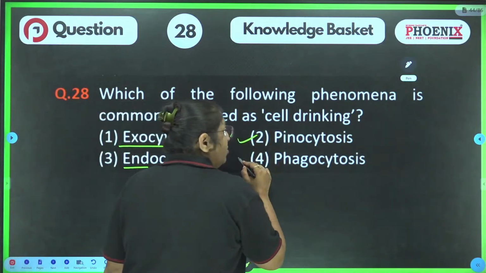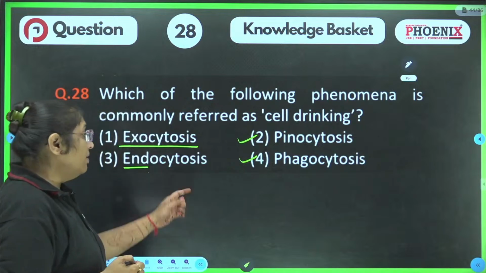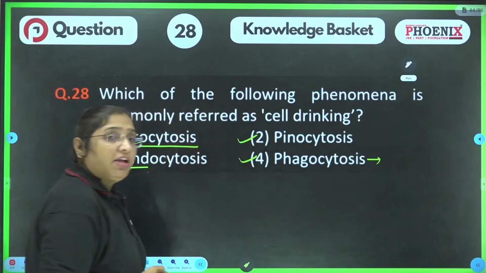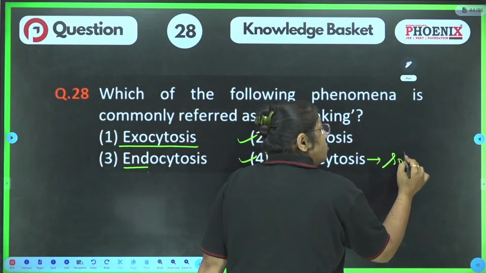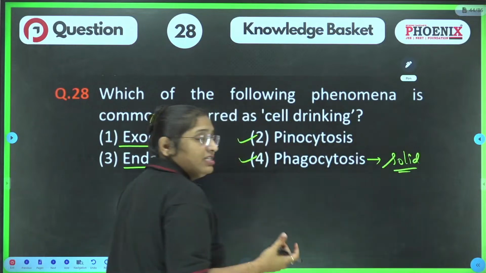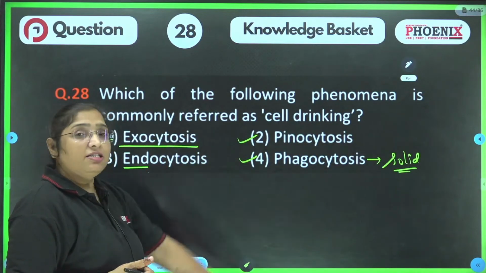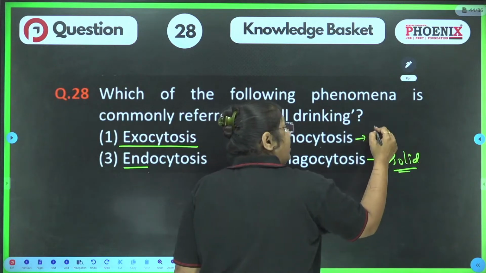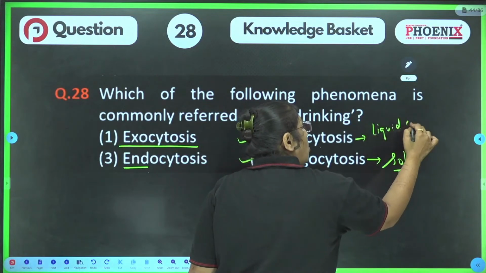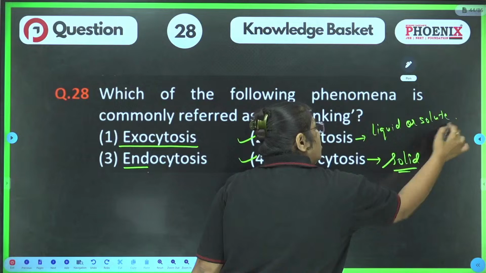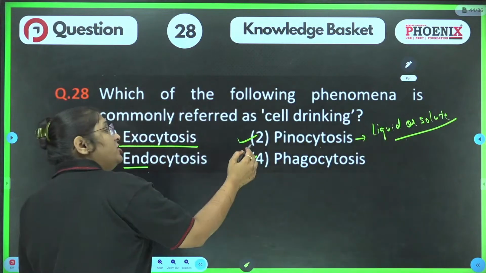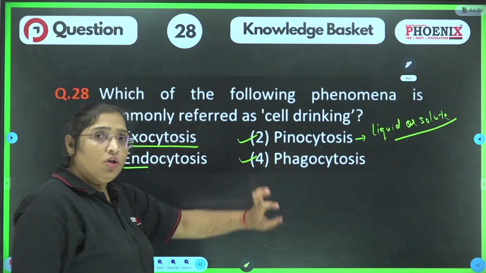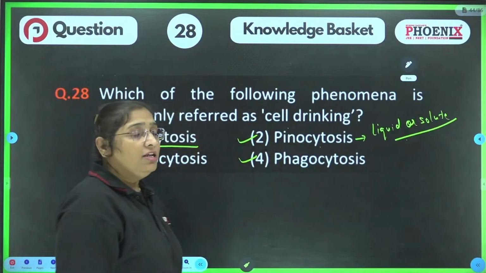Now here pinocytosis and phagocytosis both come under endocytosis, but the difference is that phagocytosis involves solid material. If the cell is taking up any solid material, we term it phagocytosis, and in pinocytosis, the cell is taking up liquid or solute. So the correct answer is pinocytosis, because in pinocytosis the cell is taking up liquid or solute, it is also known as cell drinking.